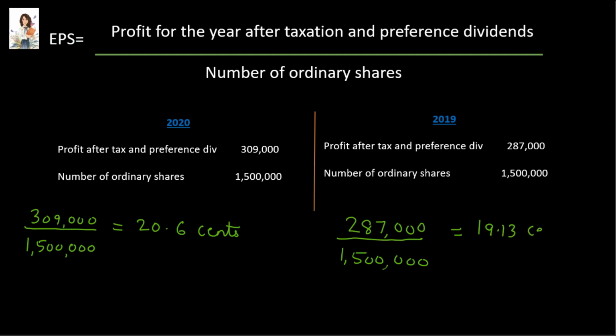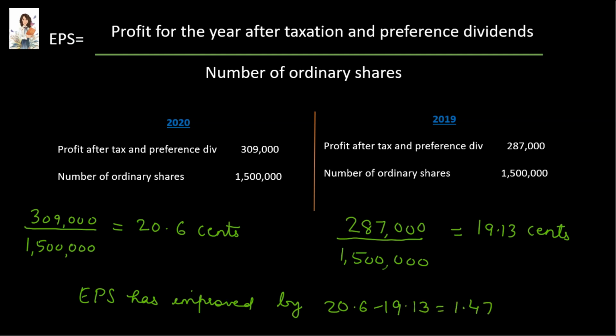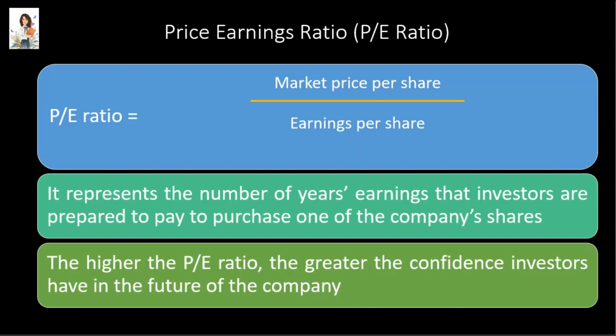19.13 cents. And therefore, we see that in the year 2020, EPS has improved by 20.6 minus 19.13, that is 1.47 cents per share. Next, we take a look at the price earnings ratio or the PE ratio.